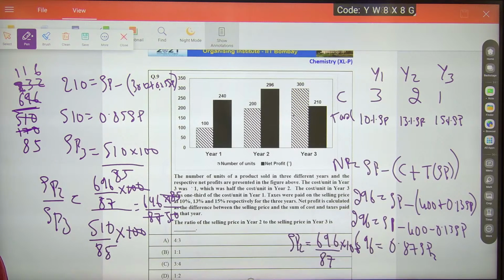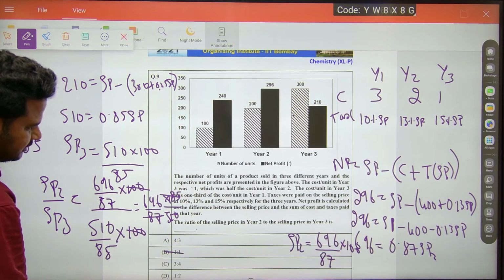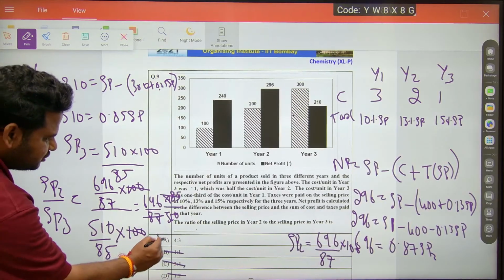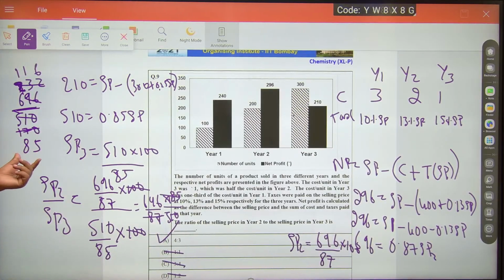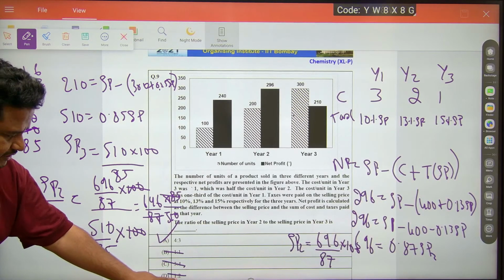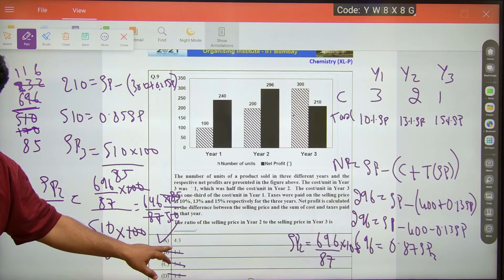Further can you do? 85 is there, 116 is there. So 116 by 85. What I can do? This is definitely not 1:1. It cannot be 1:2 because here the denominator is the smaller value. In some options the denominator is the bigger value, and here the denominator is the smaller value. So go with this option.